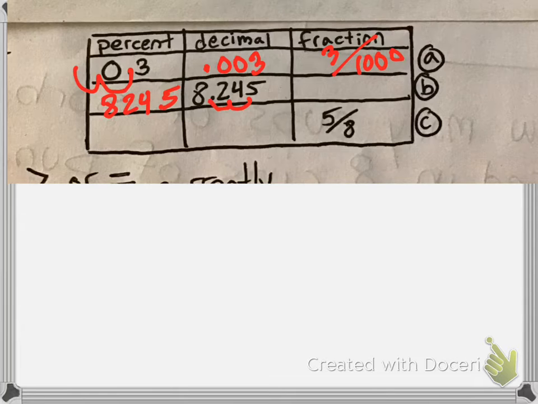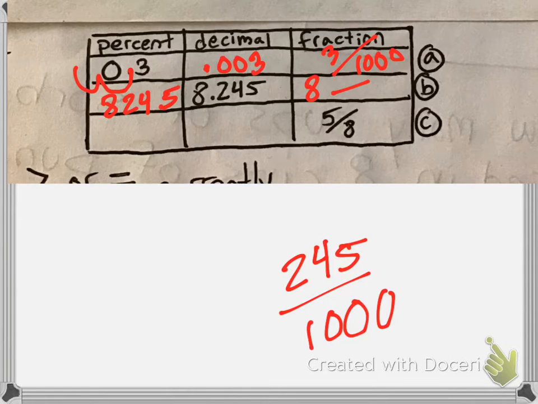As such, what place value is this decimal in here? We're going to get 8 and some fraction. What place value is that last digit in? Everybody should know. What place value is that last digit in, Andrew? As Andrew said, it's in the thousandths place. So we get 245 out of 1,000. However, we need to simplify that.